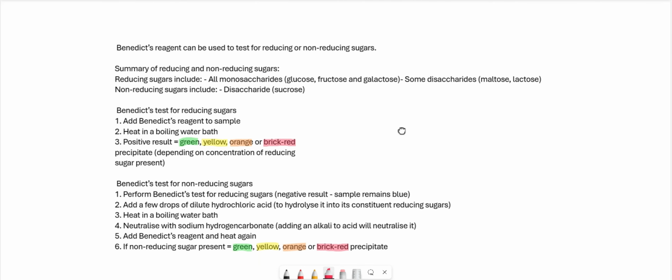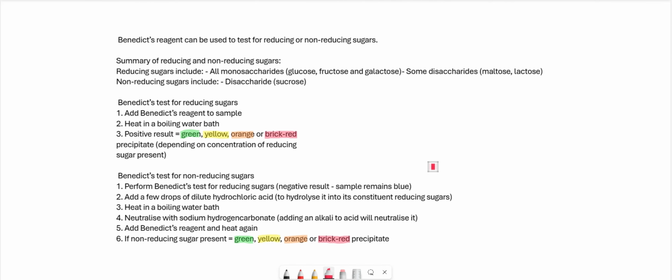Now, moving on, I hope you remember the reducing sugars and non-reducing sugars that we met early on in this video. So I'll give a quick summary. The reducing sugars include all monosaccharides, which is glucose, fructose, and galactose, and only some of the disaccharides, which is maltose and lactose. The non-reducing sugars include one disaccharide that you need to know, which is sucrose. Now, we have two different tests for these.